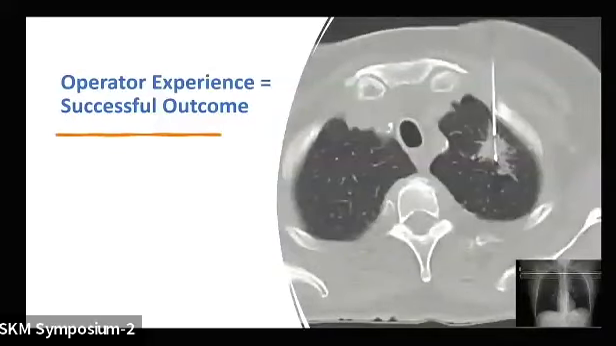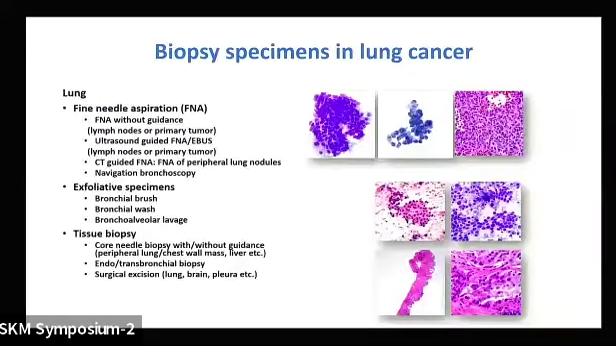One thing to note is that operator experience equates to a successful outcome. Here is a lesion. It's a large lung mass, spiculated, with irregular outlines, which indicates a malignancy. And here it's actually a CT-guided needle which had been placed. Based on the needle's placement, one would assume that an adequate sample would be procured from this patient. Let's see more on that a little bit later.